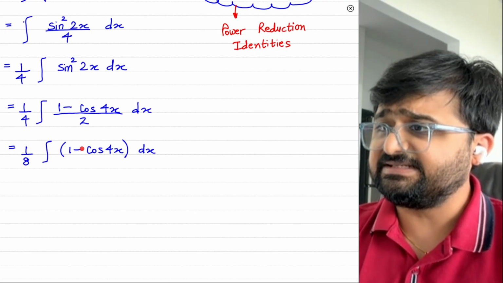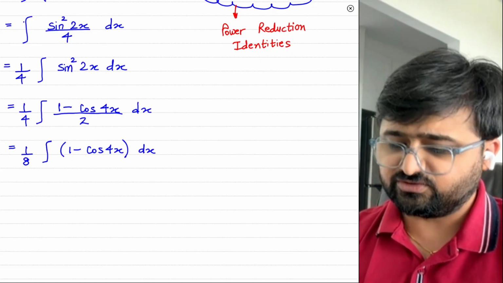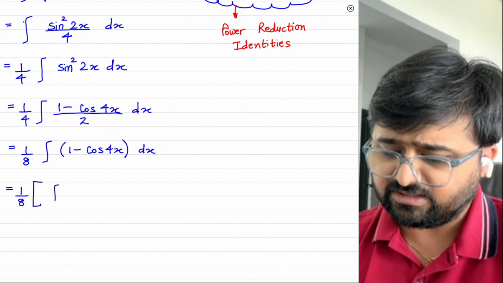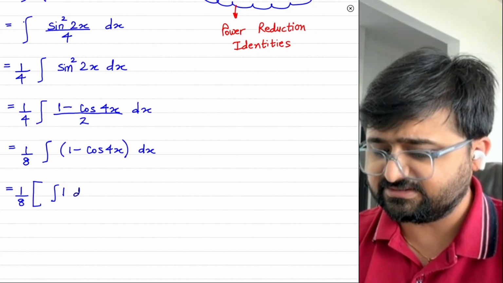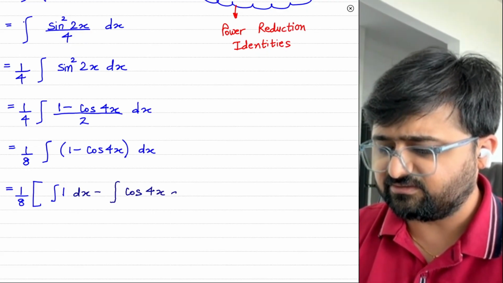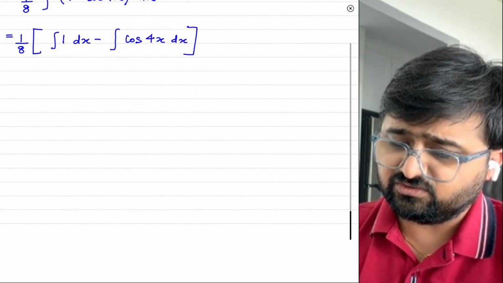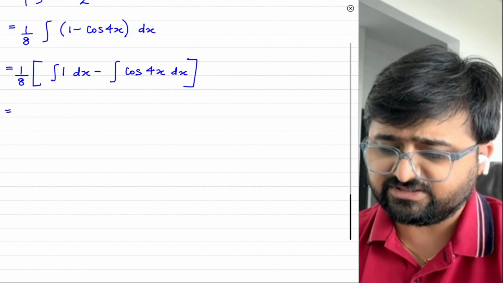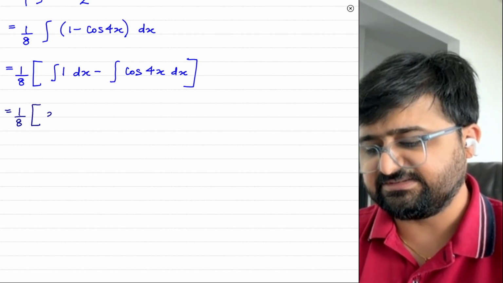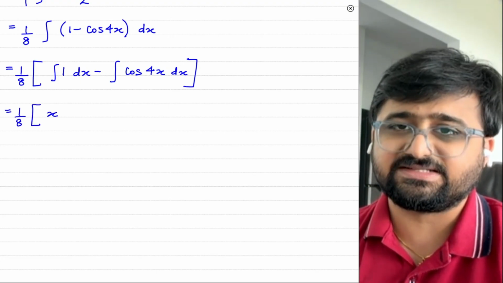Now since it's a simple subtraction of integrals, we can just give that integral to both of those terms. So we will have 1 by 8, let's put a bracket, integral of 1 with respect to x minus integral of cos 4x with respect to x, and let's close the bracket. I hope that makes sense. Now we know it's very simple direct formulas of integration that we will apply. We know integral of 1 with respect to x is nothing but x. Why is that? Because we know the differentiation of x with respect to x is 1.